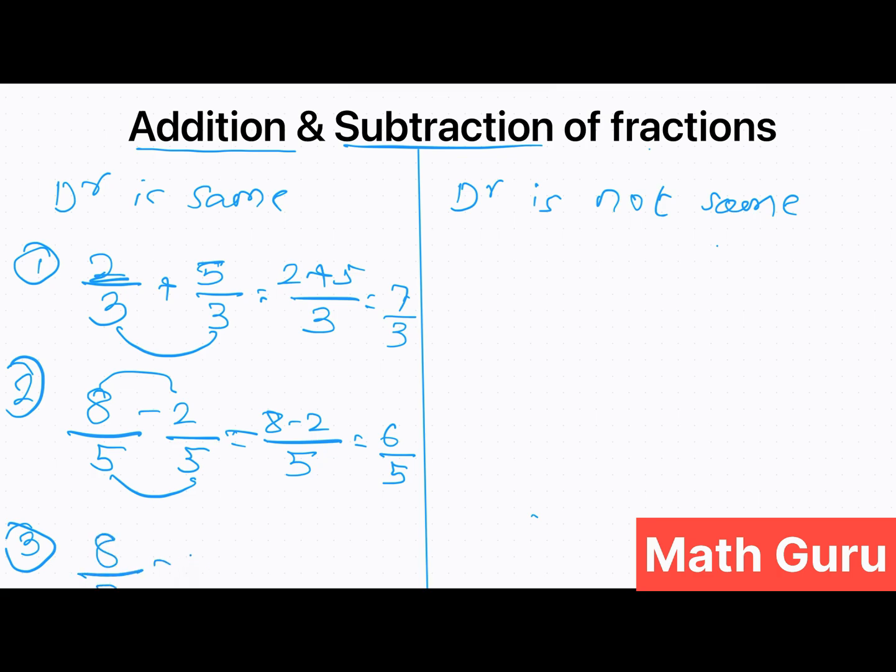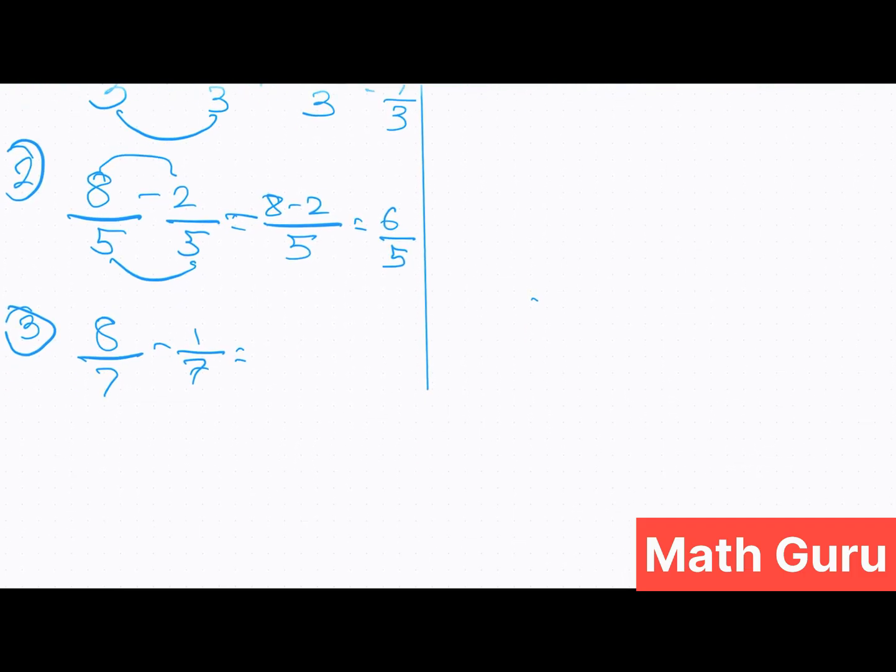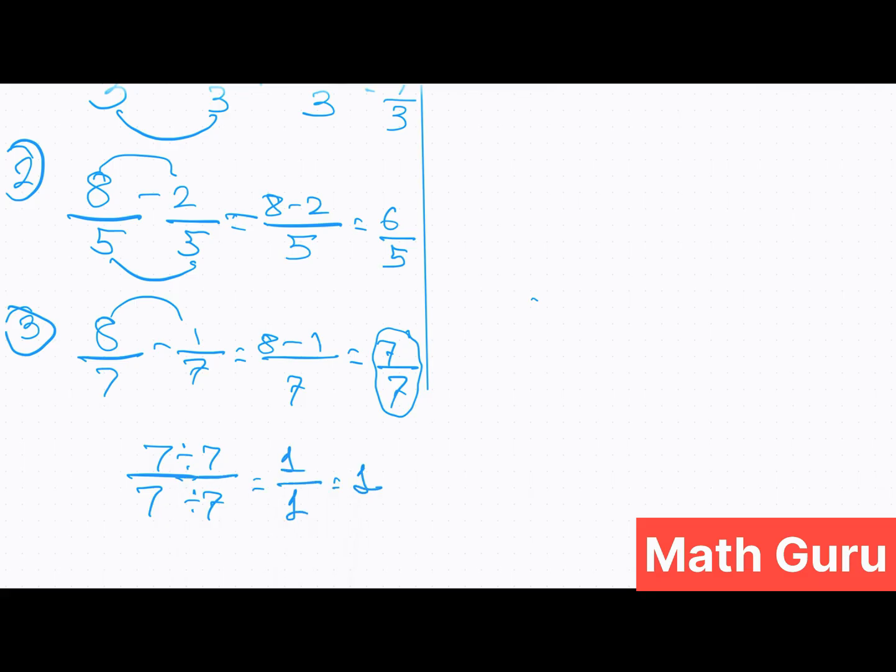For example, now we are solving this question 8 upon 7 minus 1 upon 7. So here, as the denominator is same, we kept it as it is and we wrote in the numerator 8 minus 1. So answer is 7 by 7. So now if both the numbers in this fraction can be divided by same number, then you have to divide the fraction by the same number and you get the answer as 1 upon 1. That is, you can write only 1.